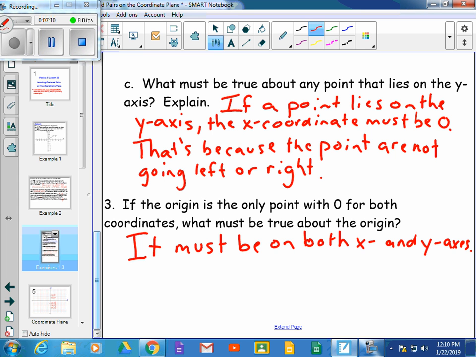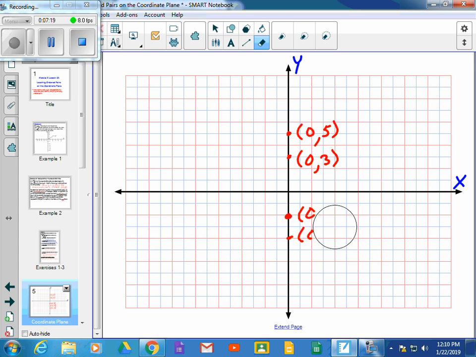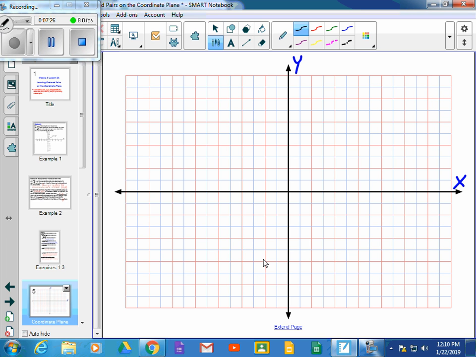Before we continue to the next example, I want to go back to our lines here, and those focused on points that were right on the axes, right on the x or the y axis. We said that points on the x-axis had zeros for the y coordinates because they didn't go up or down, and if they're on the y-axis, they have zeros for the x because they're not going left or right.